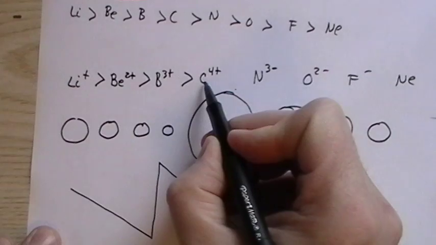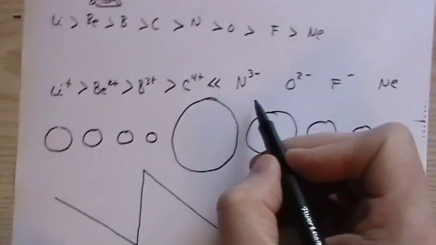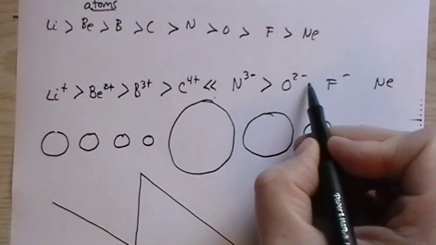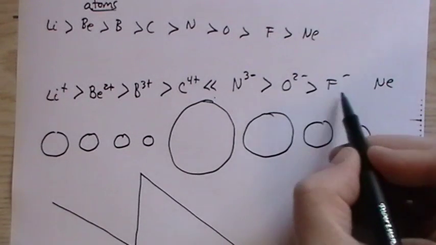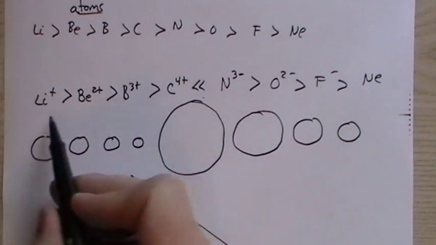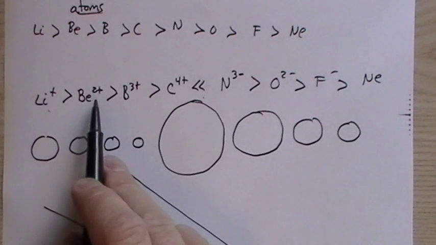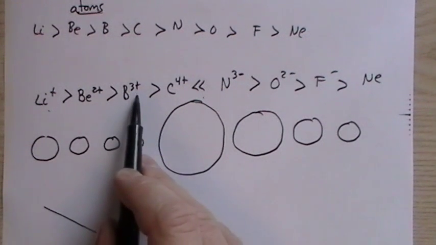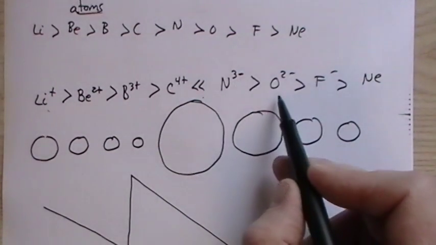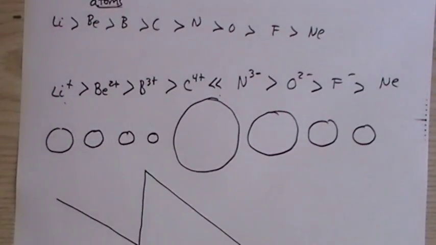So the carbon ion would be much, much smaller than nitrogen, the nitride ion, I should say, and then the nitride will be larger than oxygen, the oxide, which is greater than fluoride, and then greater than neon. So we look at the charges. Lithium has only a +1 charge, beryllium +2, so smaller, +3, smaller still, +4, smaller still. Nitrogen, the nitride, is gigantic because it's -3, then -2, -1, and then back to a neutral atom.